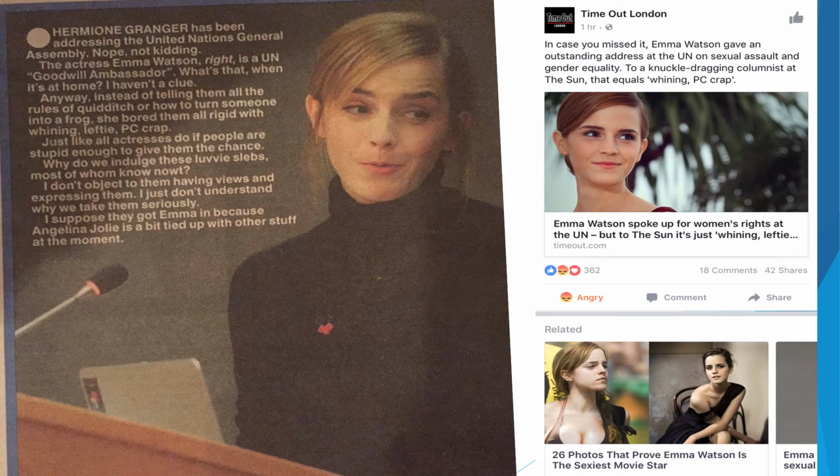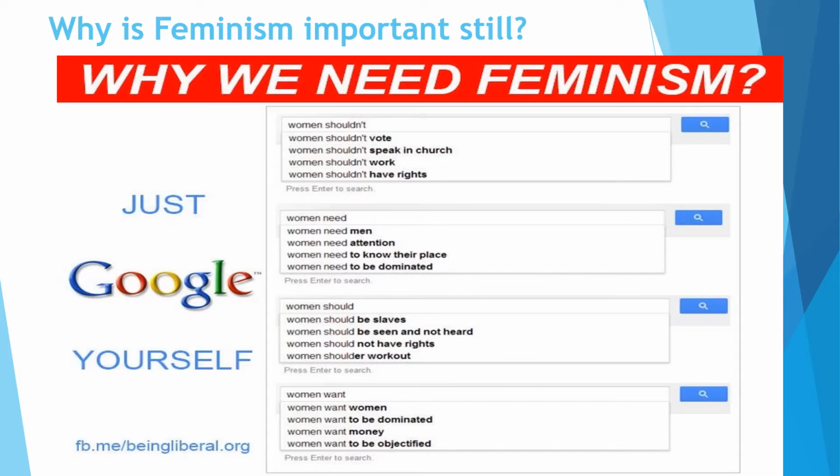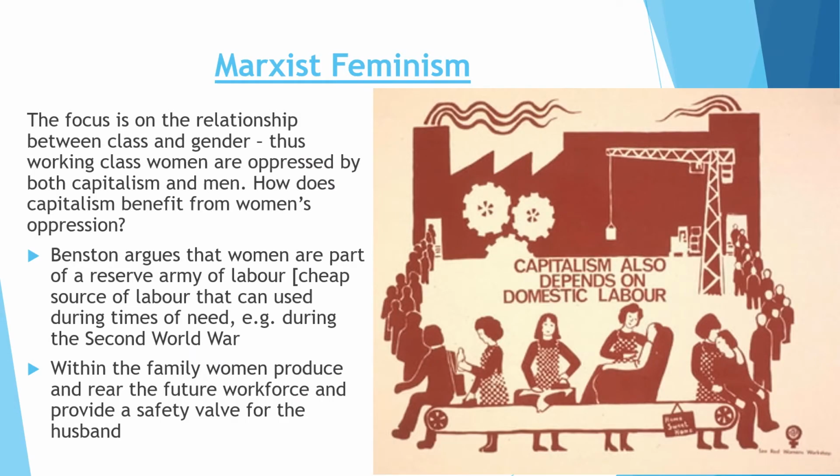And then I thought it was quite interesting that the related ad directly below the article was "26 photos that prove Emma Watson is the sexiest movie star." So again, it was these kinds of contradictions, and it does highlight why feminism is still important. And again, you can have a read of these Google searches. You start searching these phrases on Google and it comes up with these suggestions. This highlights why feminism is still needed in society, why it's still an important issue today.